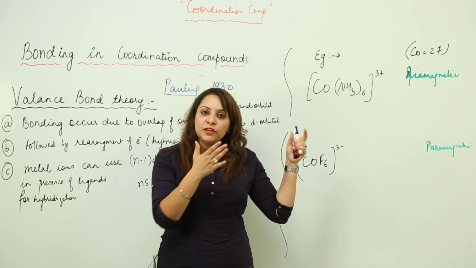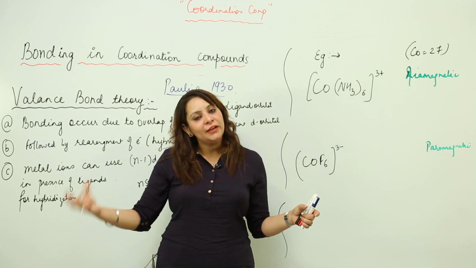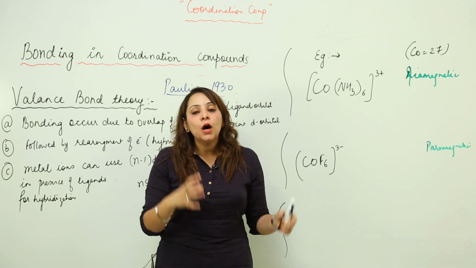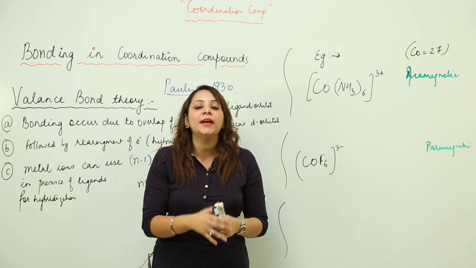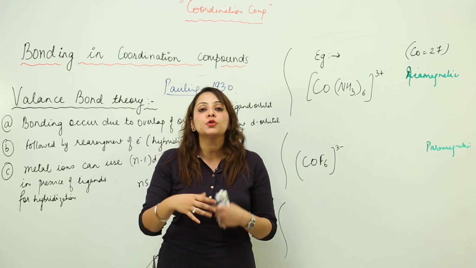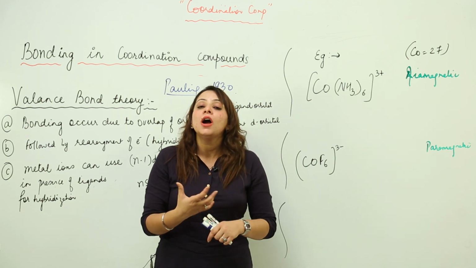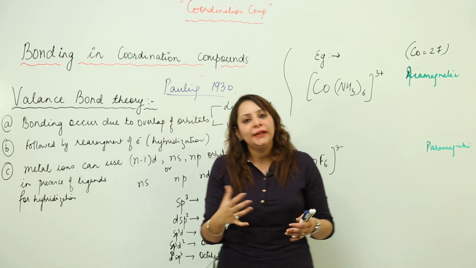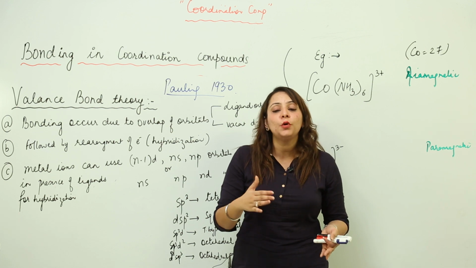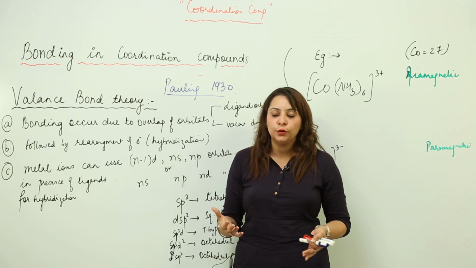So now we have the metal with vacant d orbitals, and a ligand which is approaching. What is going to happen is that these vacant empty orbitals are going to hybridize, and as a result we will get a complex. So this is what Pauling actually wants to tell you in this theory.